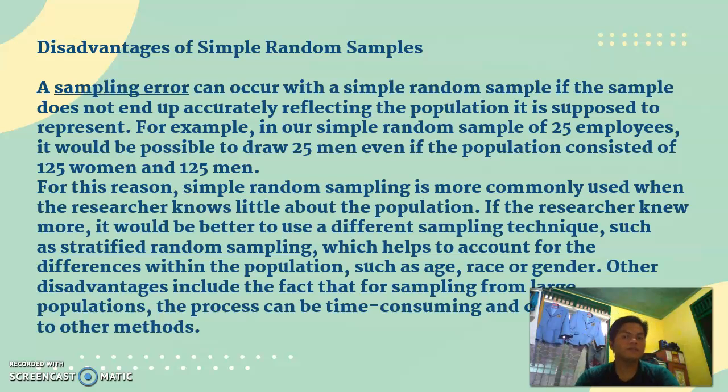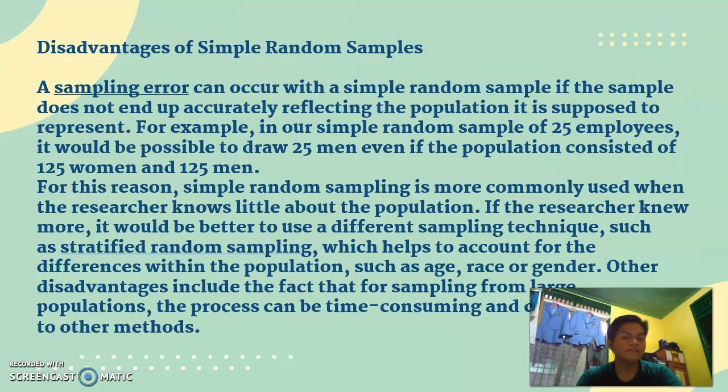For example, in our simple random sample, 25 employees, it would be possible to draw 25 men even if the population consists of 125 women and 125 men. For this reason, simple random sampling is more commonly used when the researchers know little about the population. If the researcher knows more, it will be better to use different sampling techniques, such as stratified random sampling, which helps to account for the difference within a population, such as age, race, or gender.